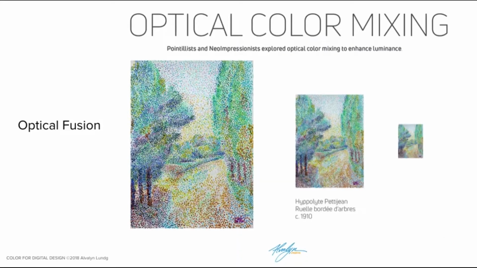So an example of optical fusion is this impressionist painting by Petitjean. In the enlargement, we see the dots very clearly. As it's reduced, it fuses together and becomes more solid. And as it gets very small, we lose the sense of the dots and it gets quite solid.